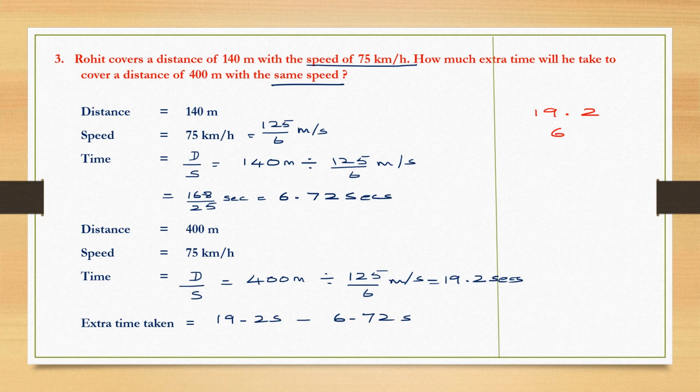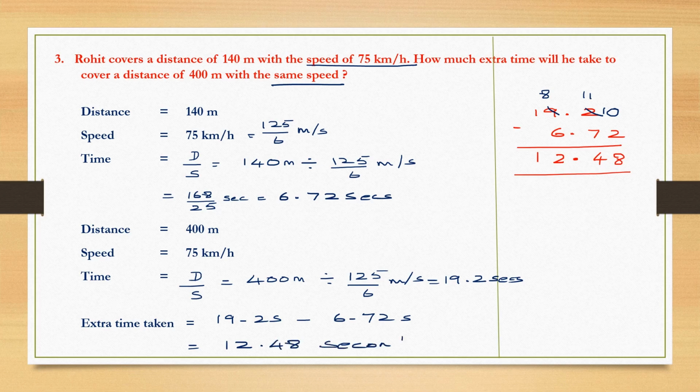19.2 minus 6.72. Now this is subtraction of decimal numbers. I hope you have not forgotten, we have to make them like decimals by filling in the gaps with zeros. Now let's do subtraction. Borrow. So here 10 minus 2 is 8. Now here we have 1. Again we need to borrow from the previous one. So this becomes 8. So 11 minus 7 is 4. Put the decimal point. 8 minus 6 is 2 and 1. 12.48. So the extra time taken is 12.48 seconds. So this is our final answer.